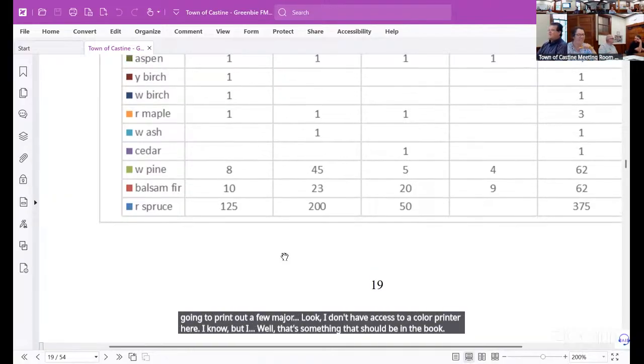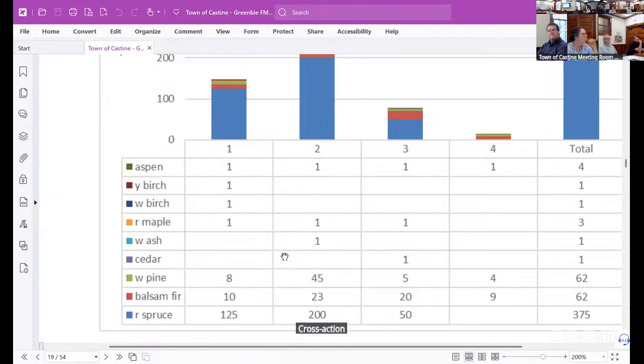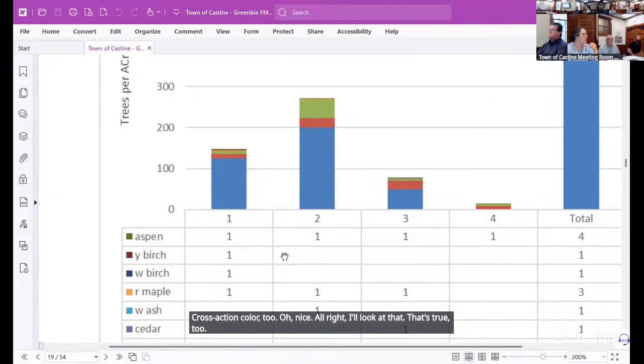That's it for GIS. Cross-hatch and color too. Oh, nice. I'll look at that. That's true too. And maybe do paler colors and then the crosshatch shows.